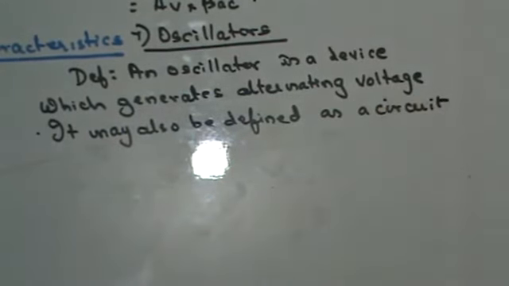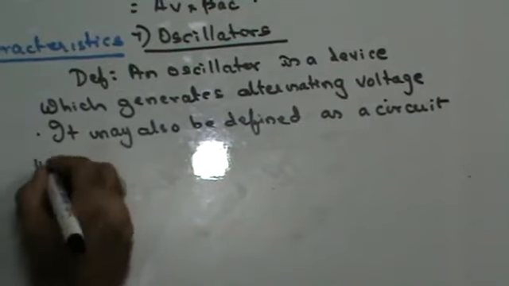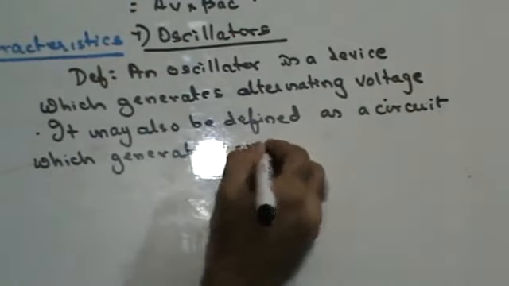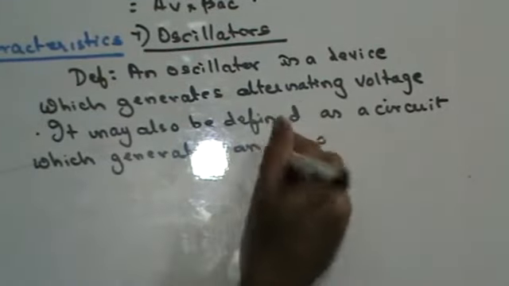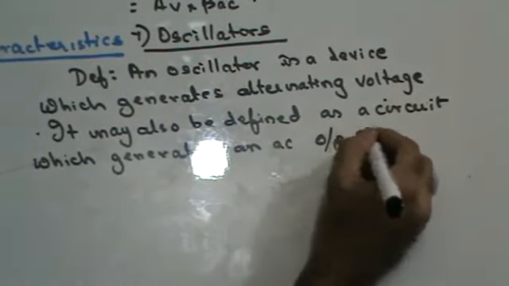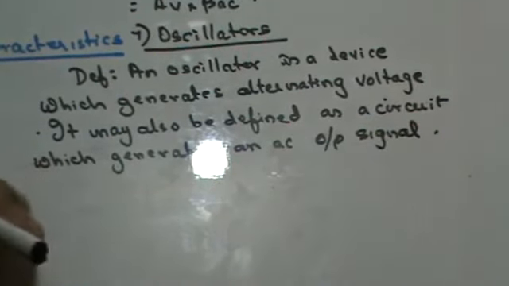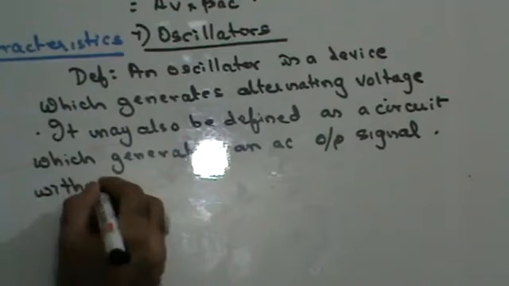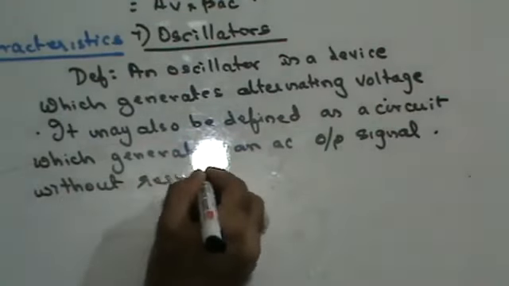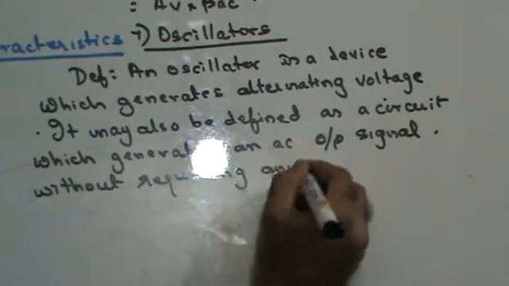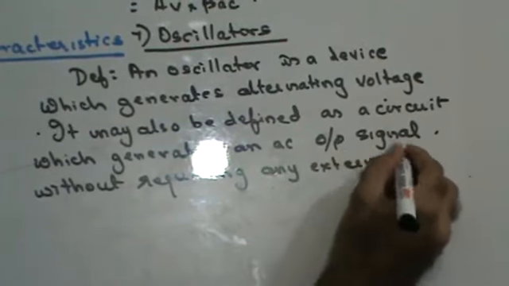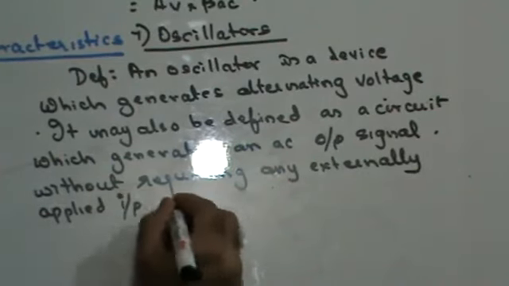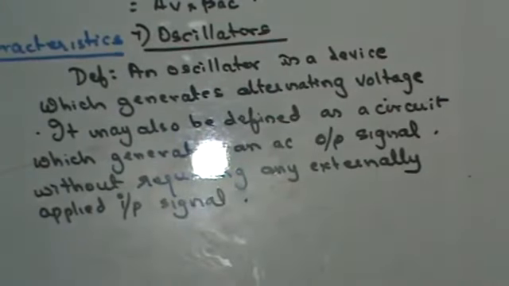It may also be defined as a circuit which generates an AC output signal without requiring any externally applied input signal. That is what an oscillator is.